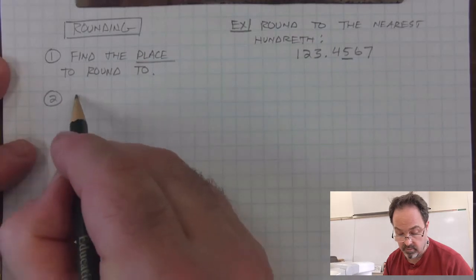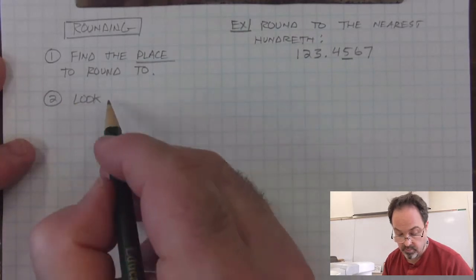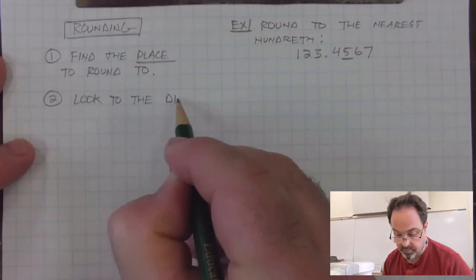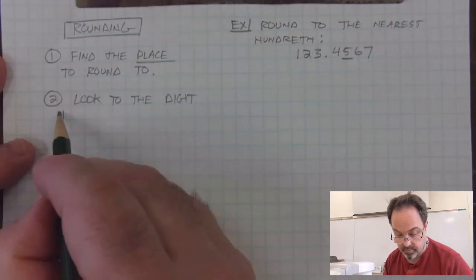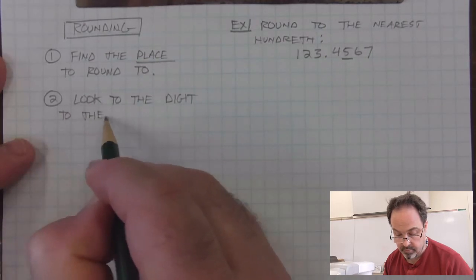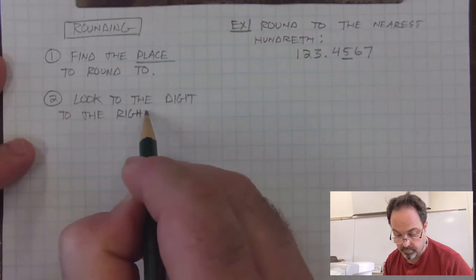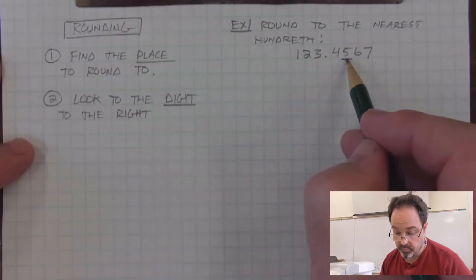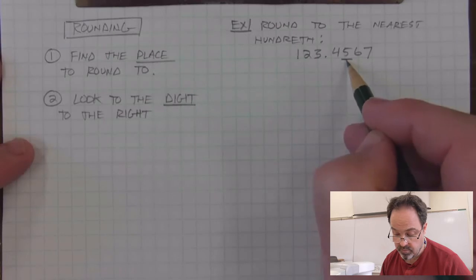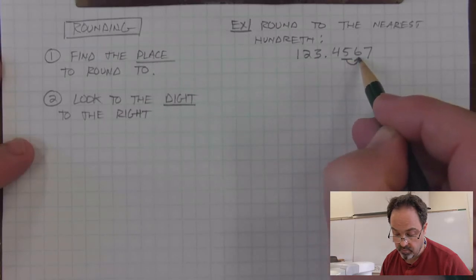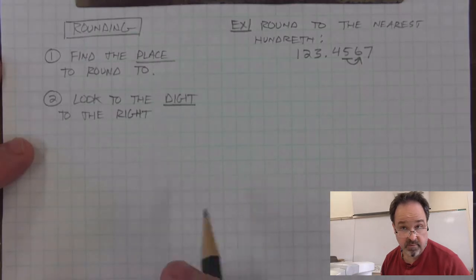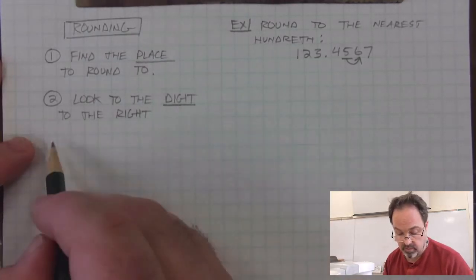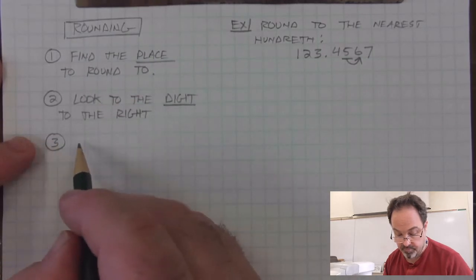Next, we look to the digit to the right. If 5 is the place that we're going to round to, then we look to the digit to the right, the number that is to the right, and that's 6 in this case. We'll call that the digit. And we take the next step.